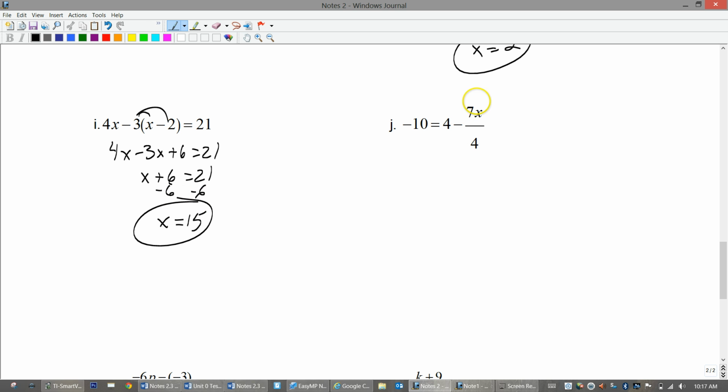Now which one's the weakest link? This is not the times 7/4. It's actually the positive 4 that we need to get rid of first. Negative 14 equals negative 7x. And now this is why we think about reciprocal. We can multiply by the reciprocal here and get rid of it. Those divide out to make 1. Negative becomes positive. And then we can reduce, cross cancel. 7 divided by 7 is 1. 14 divided by 7 is 2. Negative 4 times negative 2 is positive 8.